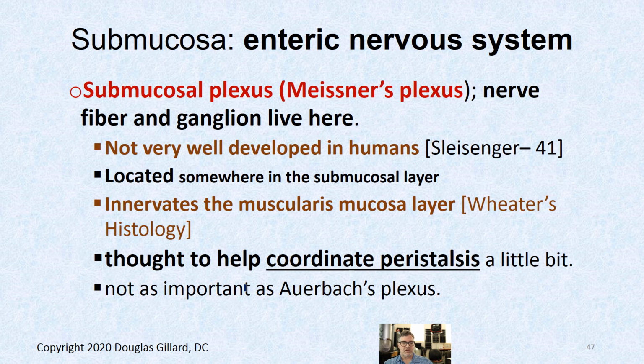the most. Submucosa also has, as we said, part of the enteric nervous system, which is Meissner's plexus, and in humans it's not very well developed, so they don't think it really helps much with regard to coordinating peristalsis. And what else do we need to say about that? That's about it with that.